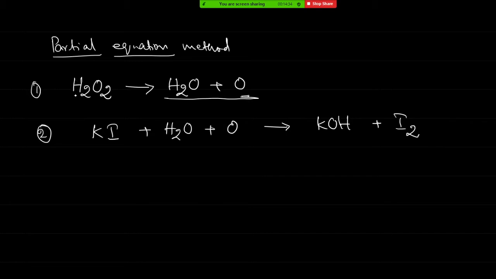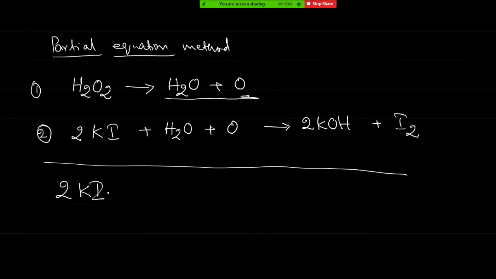First is the decomposition of hydrogen peroxide to release water and nascent oxygen. This water and nascent oxygen react with the potassium iodide to give rise to potassium hydroxide, and iodine vapor will come. So here we balance the equation. When we take these two equations together, you can see on the left side, the reactant side, 2 potassium iodide and H2O2 one time.